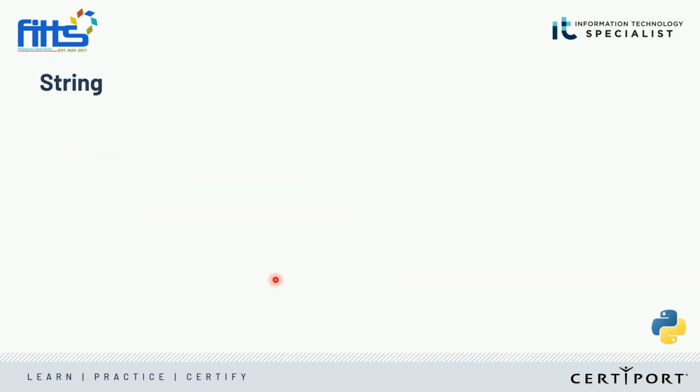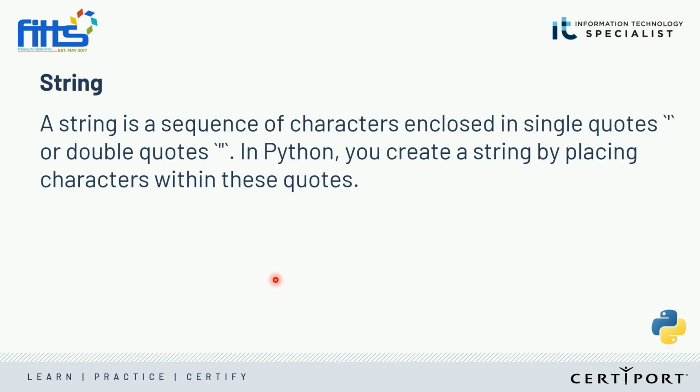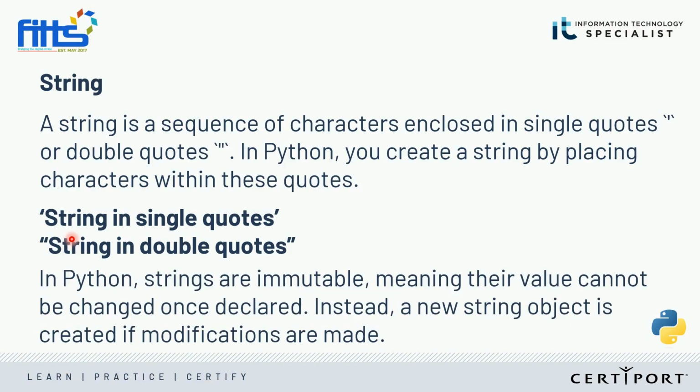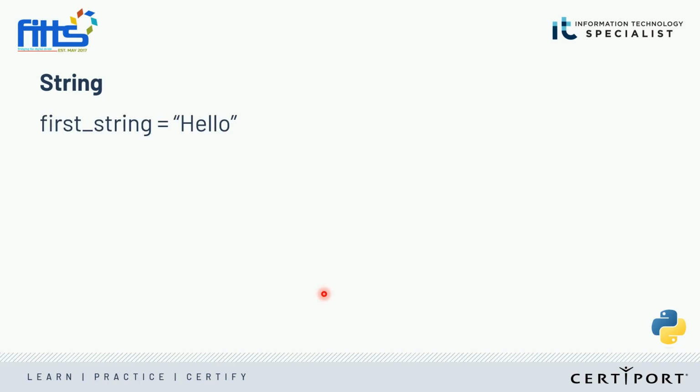So string, we say, is a sequence of characters enclosed in single quote or double quote. So in Python, you create a string by placing characters within these quotes. Okay? So a string in single quotes looks like this, and strings in double quotes look like that. So in Python, strings are immutable. So don't forget this word, immutable, meaning their value cannot be changed once declared. Instead, a new string object is created if modifications are made. So once you declare, you can't go back to change it.